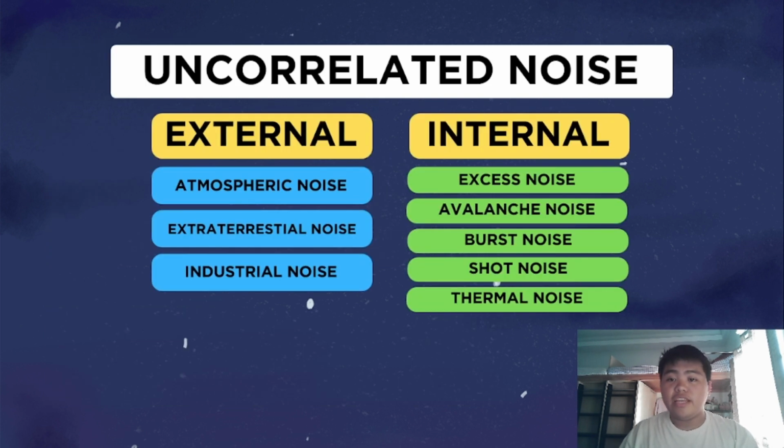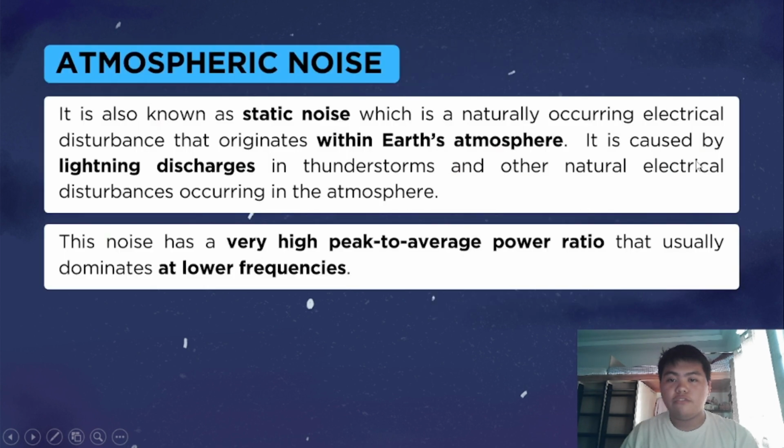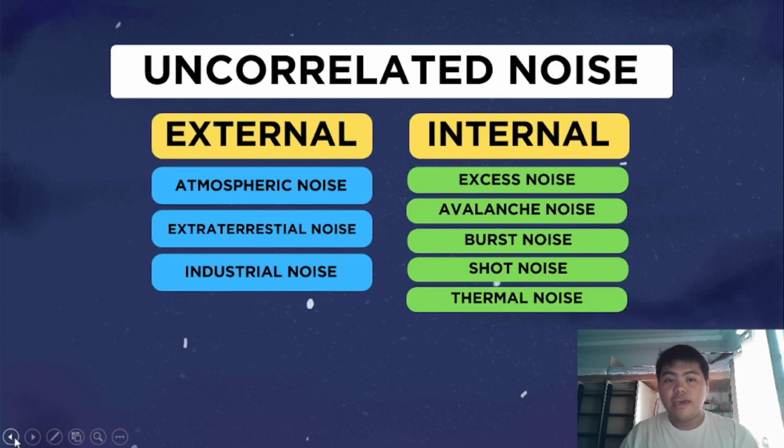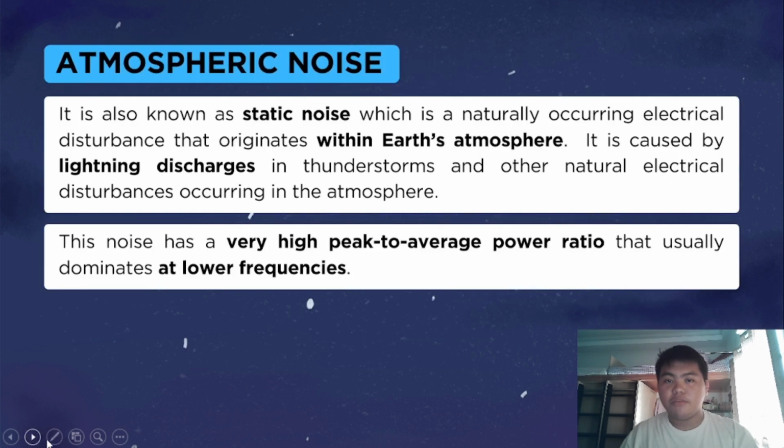So it is divided into types of noise, external and internal noises. Namely, for the external noises, we have the atmospheric noise, the extraterrestrial noise, and industrial noise. Internal, on the other hand, has excess noise, avalanche noise, burst noise, shot noise, and the most famous, the thermal noise. So we'll proceed first on the external noise, which is the atmospheric noise.